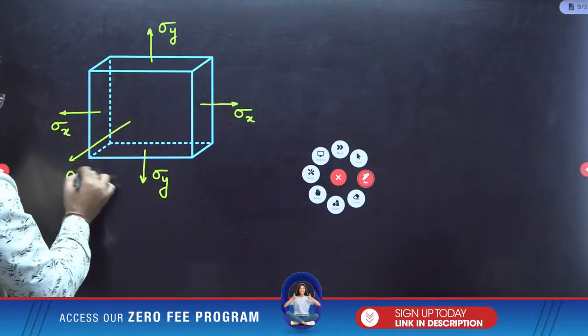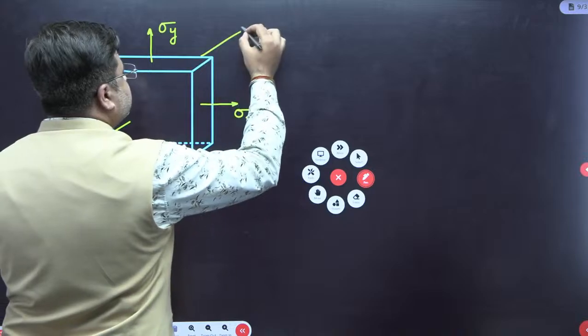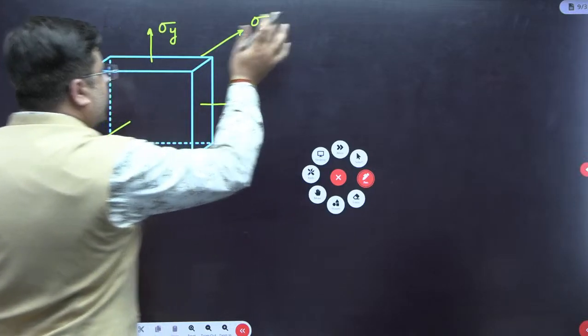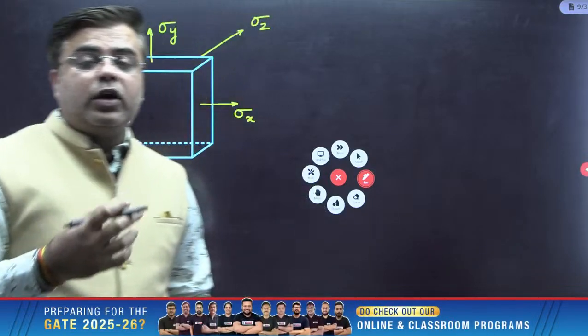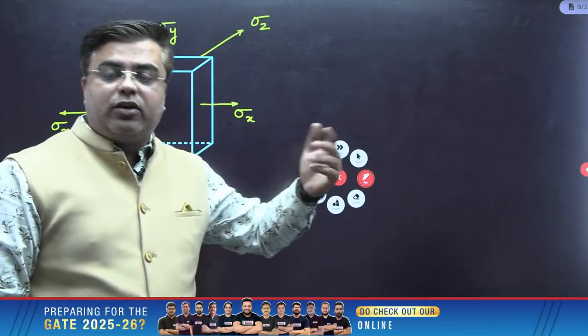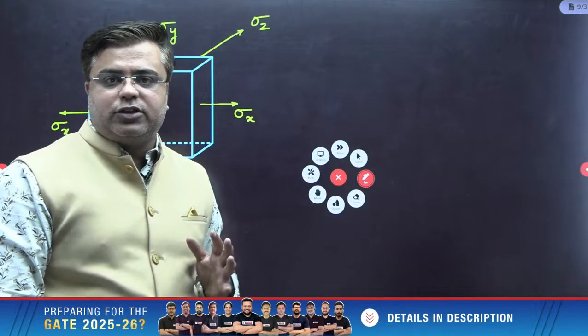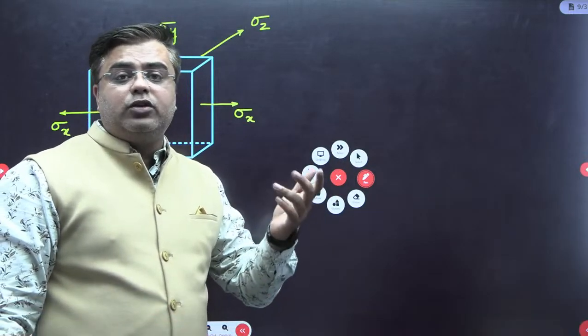This is sigma z here, okay? Now, for example, for this type of loading, this sometimes asks you what is the strain along x, y or z direction. In any direction, they can ask you the strain, and they can even ask you the volumetric strain.